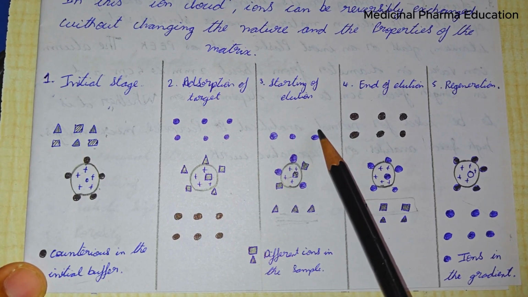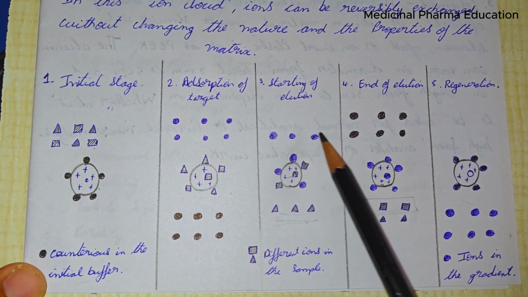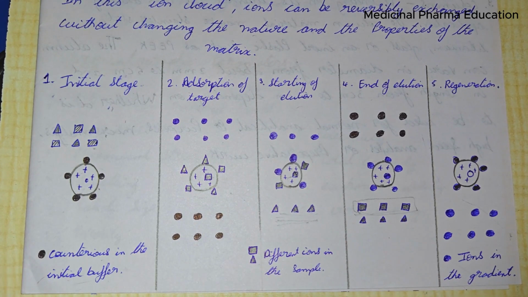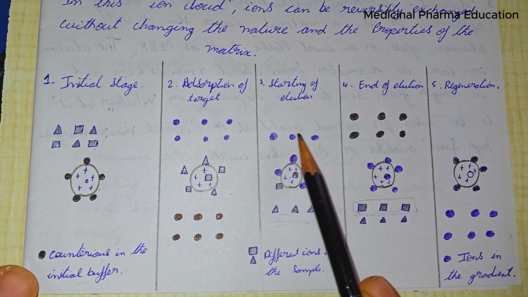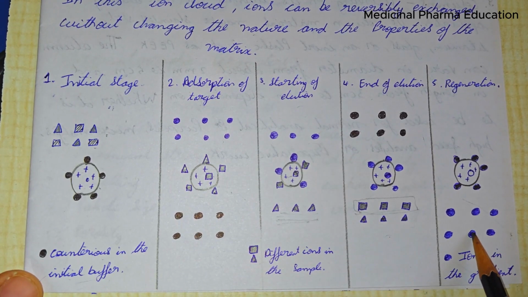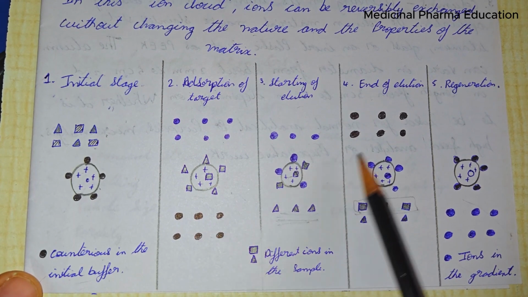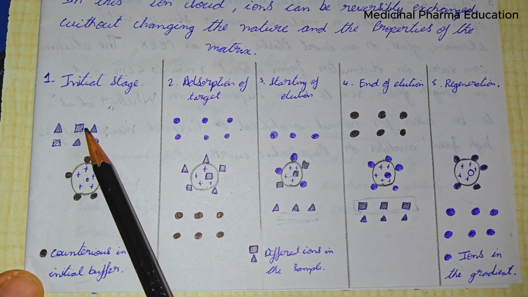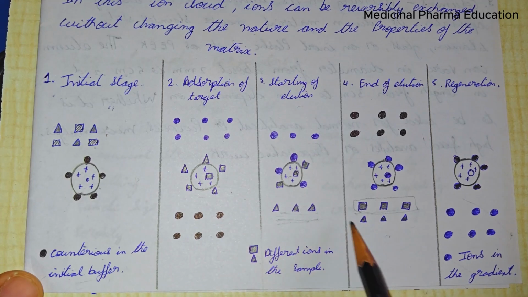Okay, and we will again add the elution, we will start the elution, and the required samples will be coming out. That is the principle involved in ion exchange chromatography. See, I have marked different things differently. The blue one is for starting the elution process, and the black ones are the initial buffers, and the triangles and the squares which are marked with the black pencil, these are the required ions. Okay, this is the process.